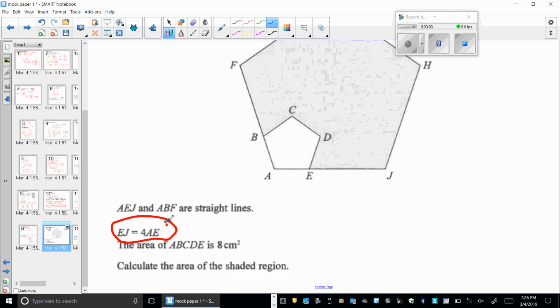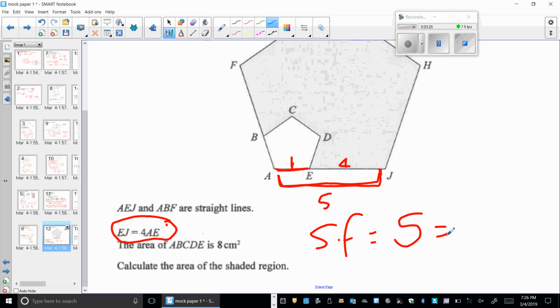So AE compared to EJ, so if this is worth 4 and this is worth 1, then in total this is 5. So our scale factor has gone from being a length of 1 to a length of 5. So our scale factor is 5. Now remember, for similar shapes, we call that K. So the scale factor for length is 5.